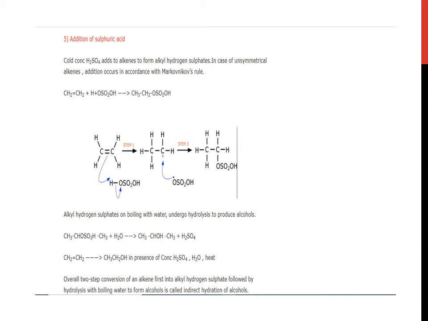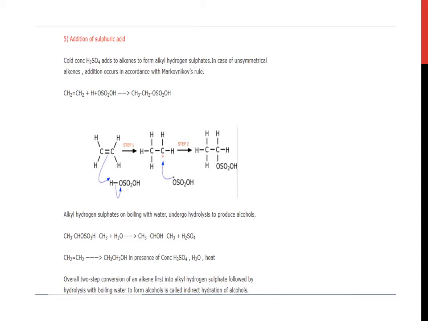Addition of sulfuric acid. Cold concentrated sulfuric acid adds to alkenes to form alkyl hydrogen sulfates. In case of unsymmetrical alkene, addition occurs in accordance with Markovnikov's rule. As is shown on the screen, CH2=CH2 when it reacts with H2SO4, it will add one H and there will be attachment of OSO2OH, meaning SO4H.